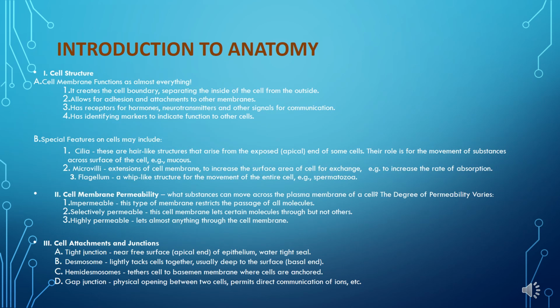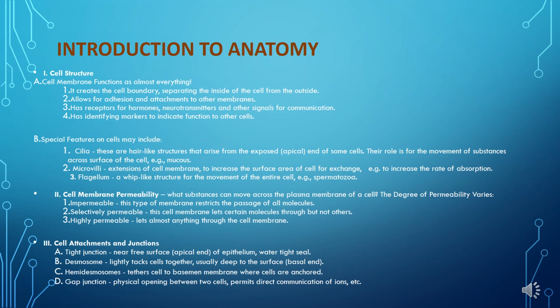Cell structure. Cell membrane functions as almost everything. It creates the cell boundary, separating the inside of the cell from the outside, allows for adhesion and attachments to other membranes, has receptors for hormones, neurotransmitters, and other signals for communication, has identifying markers to indicate function to other cells. Special features on cells may include cilia.